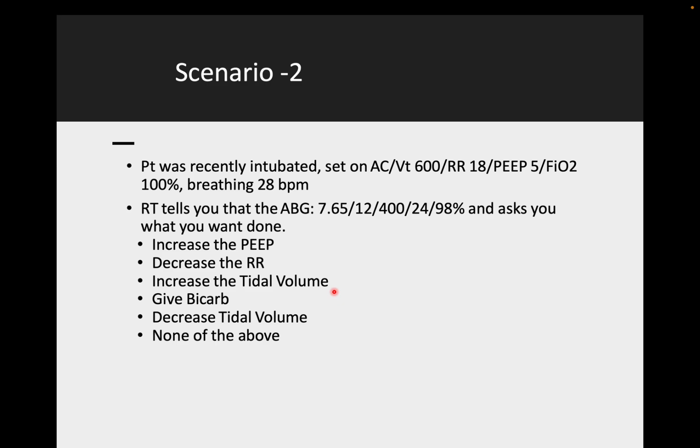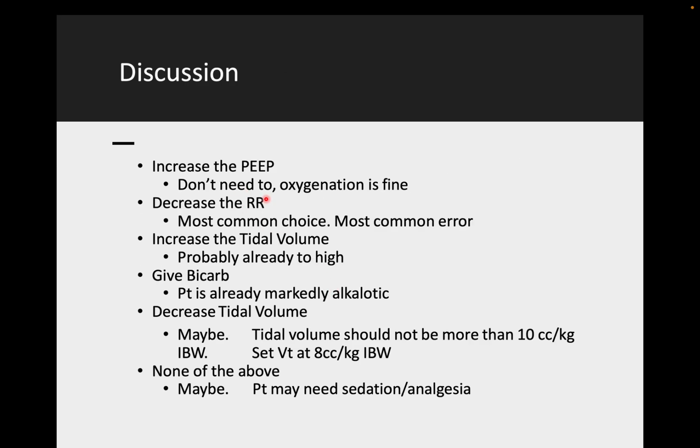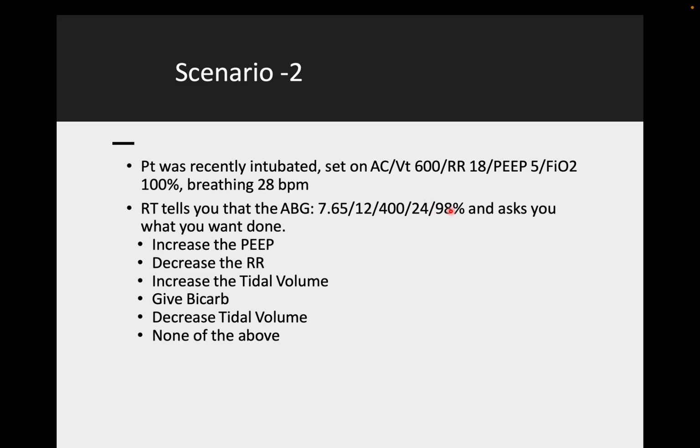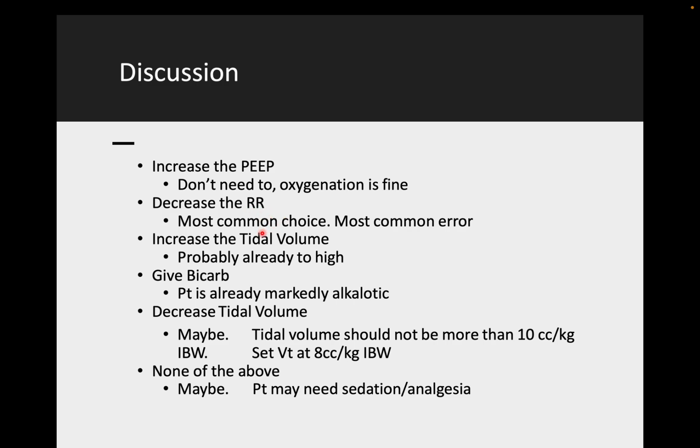What is the next thing? I'll tell you. Increase the PEEP? Patient oxygenation is definitely good at 98%, and FiO2 is also high. In fact, you have to decrease the PEEP in this patient. Decreasing the respiratory rate is the most common error here, and I will tell you why. Don't increase the tidal volume, since it is already very high at 600 ml. Bicarb is not needed since the patient is already alkalotic. Tidal volume is already at the maximum of 600 ml; you calculate it based on about 8 cc per kg, and 6 to 8 is good.